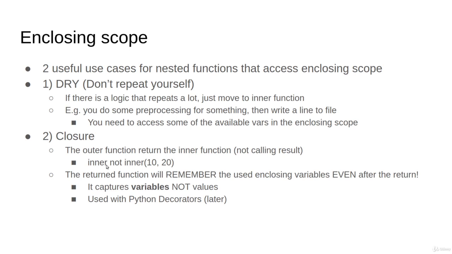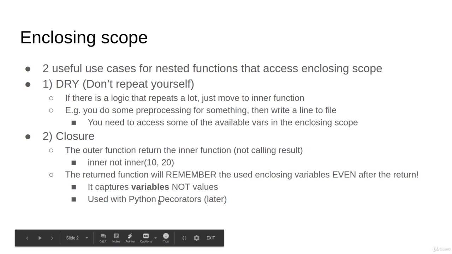Now here is a very interesting thing in Python. The returned function will remember the enclosing variables even after the return. In normal cases, when a function returns, its internal local variables will be destroyed in one way or another. Now if you return the function, it will keep remembering the variables that it depends on. Remember, and this is a common mistake, it remembers the variables, not the values themselves. So if the variables change by the end of the outer function, it keeps remembering the variables themselves. Later we will see a connection between Python decorators and the closure itself.